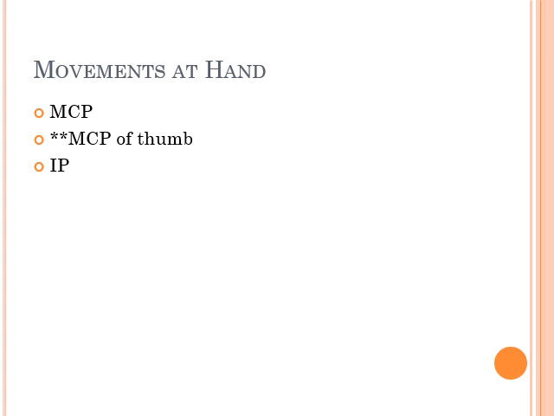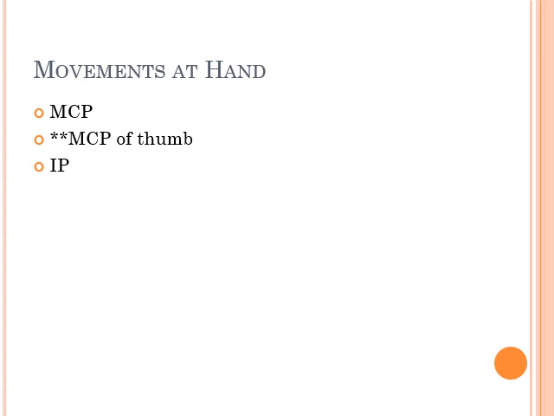Then you have your IP joints, okay? So your interphalangeal joints, when you're looking at the thumb and fingers. So the thumb only has 1 IP joint. The fingers each have 2. You have a proximal interphalangeal joint and a distal interphalangeal joint, okay? All the IP joints are hinge joints with 1 degree freedom of motion. They all flex and extend, okay?